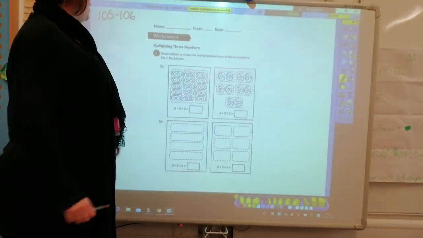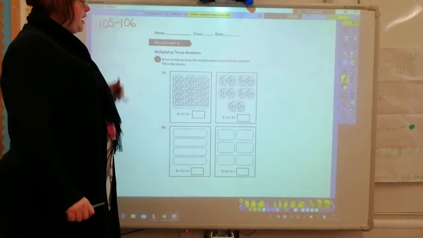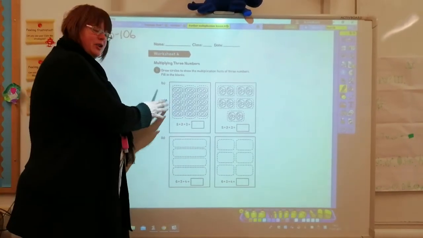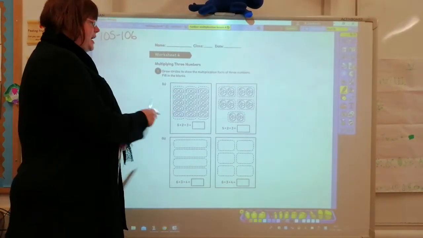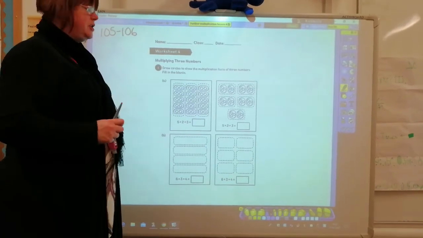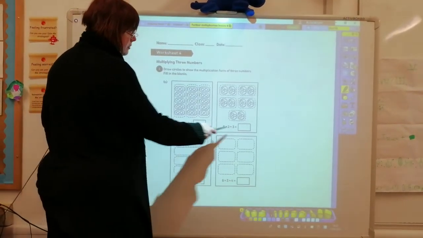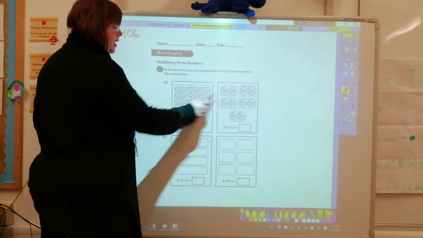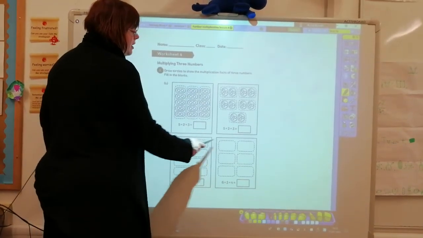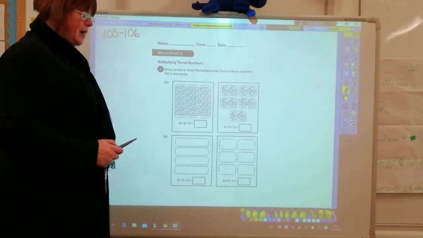Then you come onto your workbook. We're working on page 105 of your workbook. I know this looks a little bit scary, but it is just building on the array work that you did yesterday. So you can work this out. These are done for you. Down here, it wants you to draw the dots yourself.